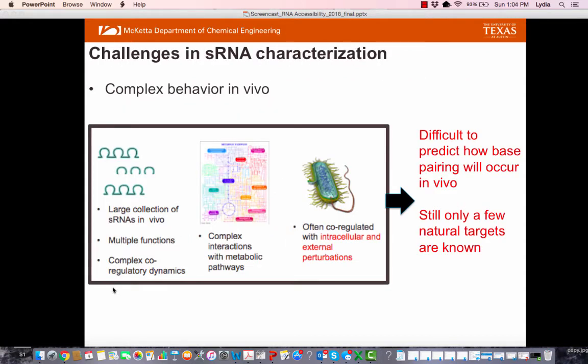A main challenge in fully understanding how sRNAs work in vivo is their complex behavior. They can have multiple functions by affecting multiple mRNAs and therefore multiple metabolic pathways, and they can also be highly dependent on environmental input and external conditions for their own expression. For these reasons, it is highly difficult to predict which mRNAs an sRNA will target and how these base pairing interactions will occur in vivo. Therefore, it has been difficult to determine targets for naturally occurring regulatory small RNAs in bacteria.